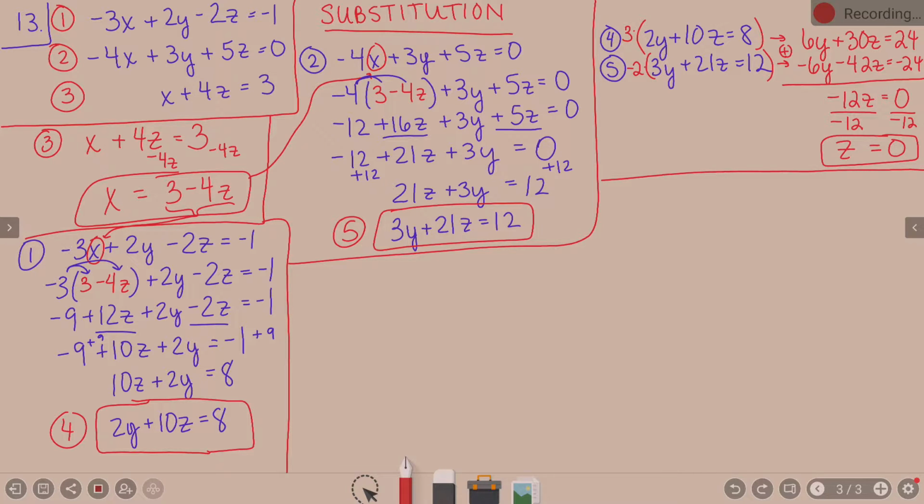Okay. Am I done? No. You have to find x and y. What are the options of how we can find x and y?